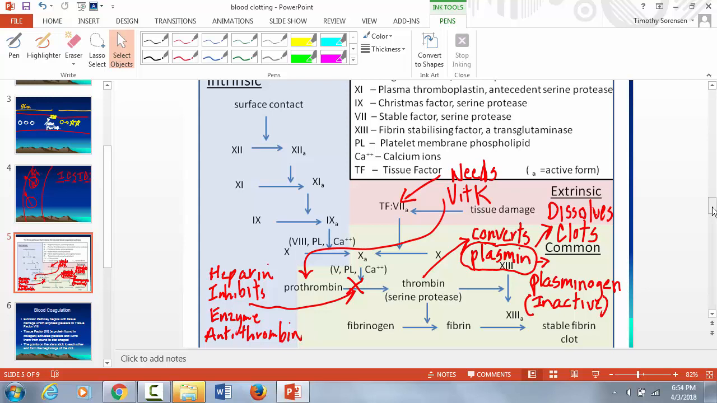So the reason you have two clotting pathways is so you don't bleed to death while the intrinsic pathway is trying to make a stable clot. Do you follow that? Yes or no? Now watch.